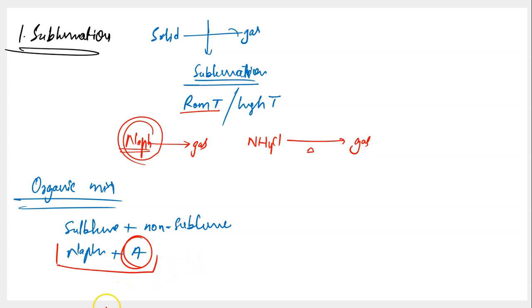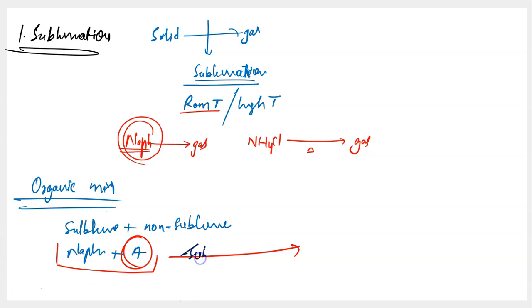How can I separate? I look at the properties of the components. I realize that one of the components is sublime and the other one is non-sublime. I have to pick one such property which is different between both the components in the mixture. And over here, the property that is different is the capacity of one of the components to sublime and the other component not to sublime. So in case of this kind of mixtures, I can use sublimation as a separation technique.